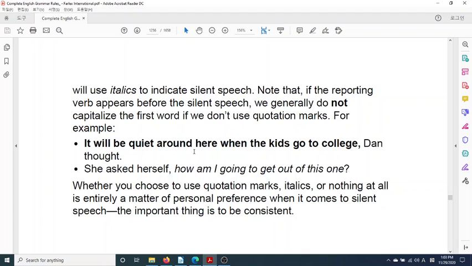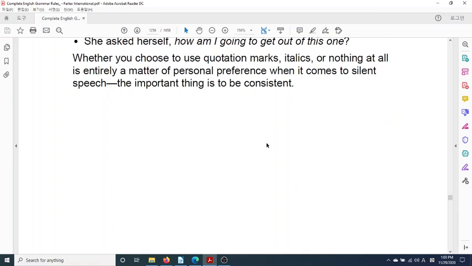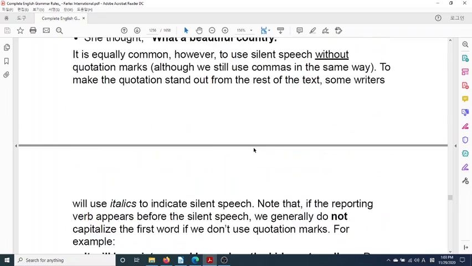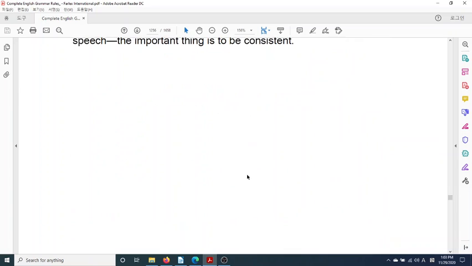That being said, this isn't a novel class, right? I'm not teaching you how to write that type of English. So keep it a little more professional, right? Try to keep with the quotation marks when you're quoting someone, even if it's just quoting their thoughts.